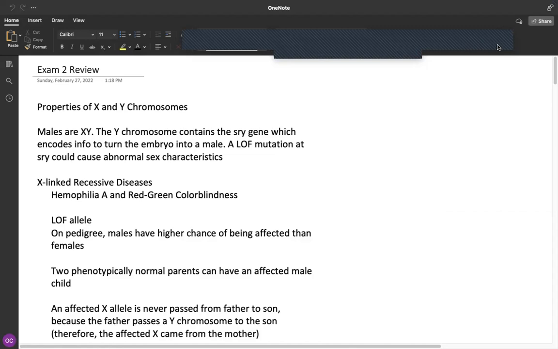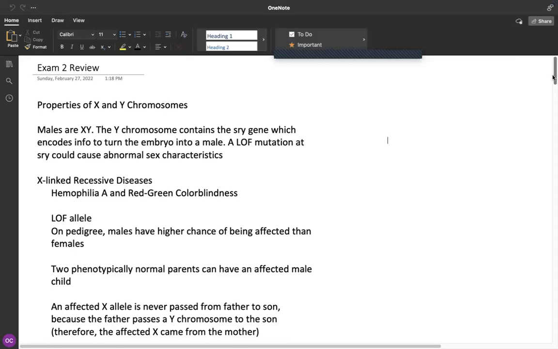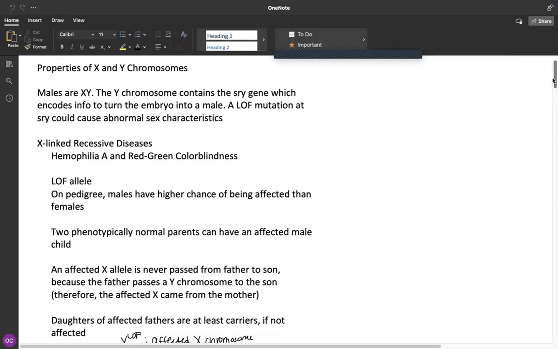So the first thing to talk about are the differences in X and Y chromosomes, specifically how they relate to X-linked recessive diseases. Remember, males are XY, so the Y chromosome contains the SRY gene, which encodes info to turn the embryo into a male, meaning that a loss of function mutation at this gene could cause abnormal sex characteristics. And there's a lot of different variations here in the phenotype. I encourage you to look into that.